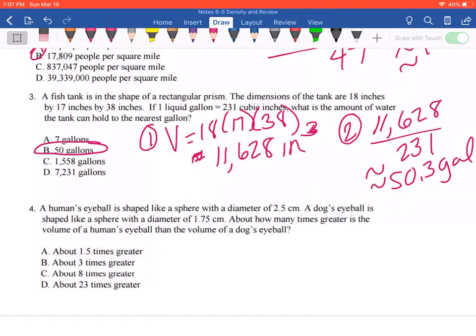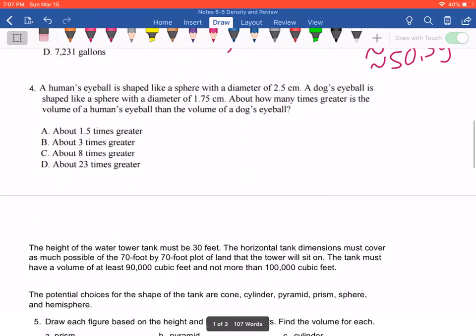The last problem that we're going to look at together here is example number 4. A human's eyeball is shaped like a sphere with a diameter of 2.5 centimeters. A dog's eyeball is shaped like a sphere with a diameter of 1.75 centimeters. About how many times greater is the volume of the human's eyeball than the volume of the dog's eyeball?